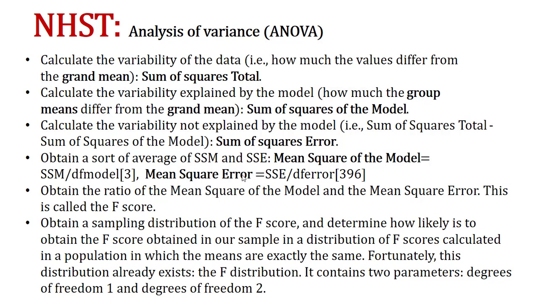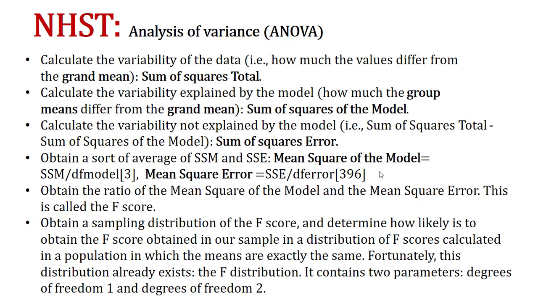So the mean square error is the sum of square errors divided by the degrees of freedom for error, 396. So we've got the mean square for the model and the mean square for the error. Then we obtain a ratio of those values, and that's what is called the F-score. So we obtain an F-score for our study. And what does it mean?